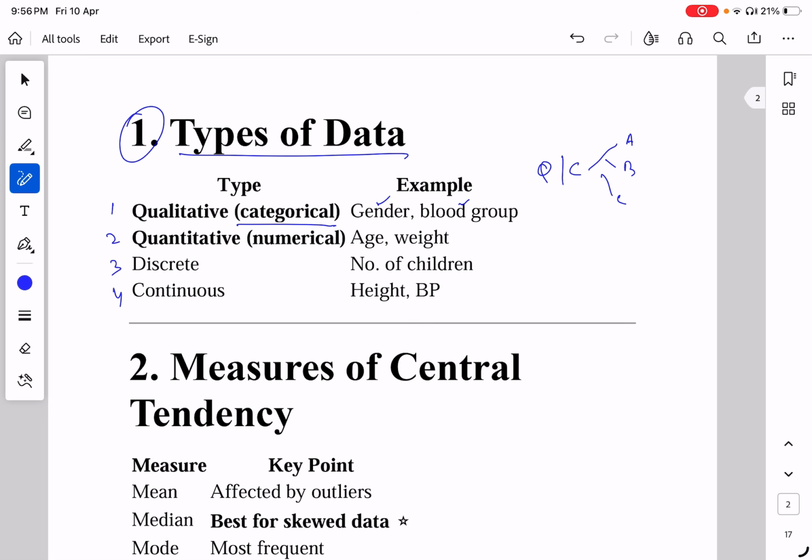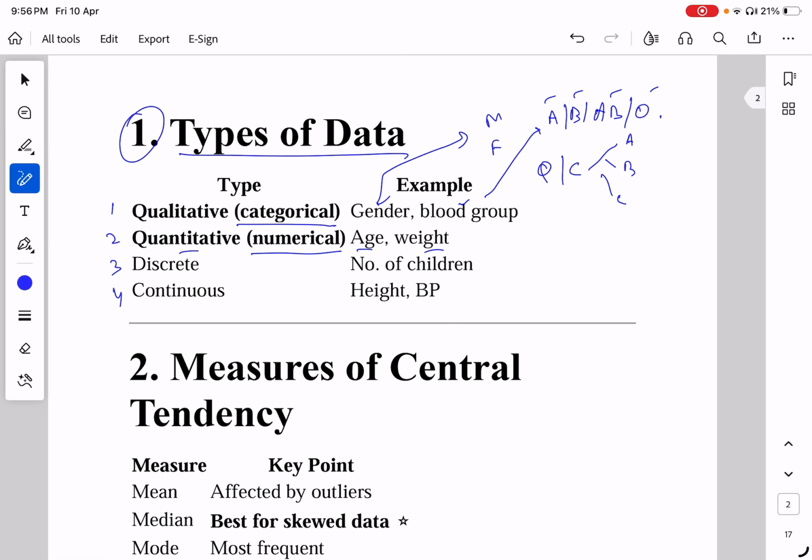For example, gender: either male or female. There is no overlapping. Blood group: either A, B, AB or O. So there is no overlapping. It's either A or B or AB or O. Okay, so this comes under qualitative. It is a yes or no sort of thing, categorical. Next is quantitative. It's numerical.